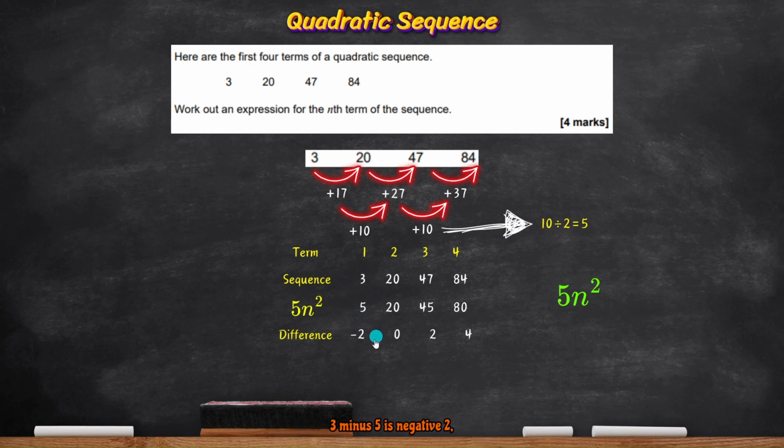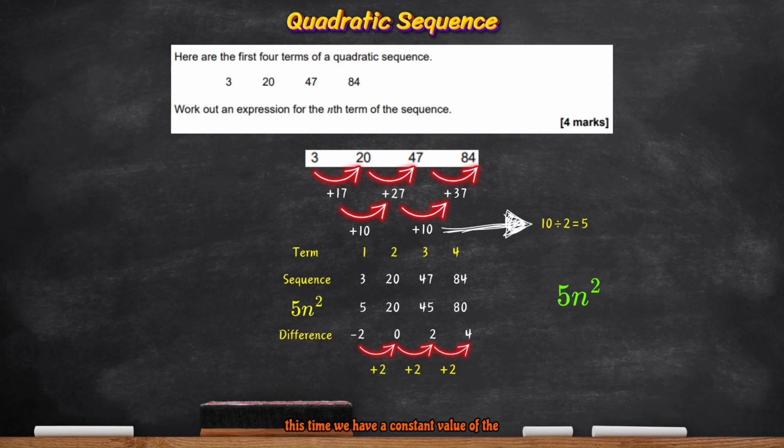So 3 minus 5 is negative 2. 20 minus 20 is 0. 47 minus 45 is 2, and 84 minus 80 is 4. After finding the difference, we are going to find the difference between the terms of the difference. The difference between minus 2 and 0 is positive 2. The difference between 0 and 2 is positive 2. And the difference between 2 and 4 is again positive 2.